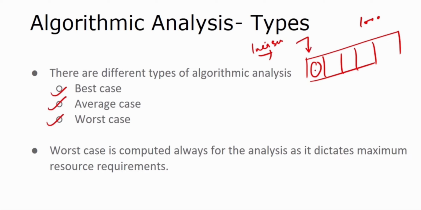If you're talking about linear search, the best case scenario is that the element you're trying to search is the first element, right? Done. This is your best case and it requires a constant amount of time. Now, if you talk about the average case, it will be somewhere around the middle, right?